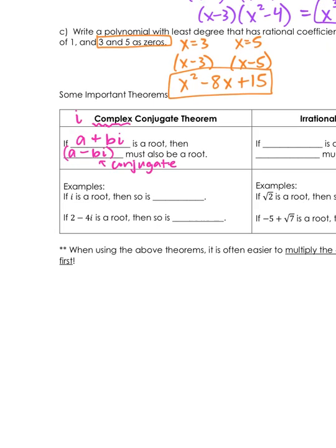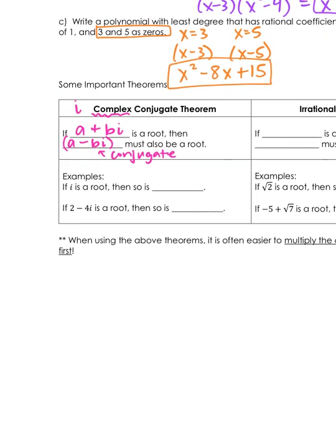So for example, if i is a root, if i is a solution, then so is negative i, because I'm changing the sign in front, and this was originally a plus. Then if 2 minus 4i is a root, I'm changing this sign right here, so then so is 2 plus 4i.